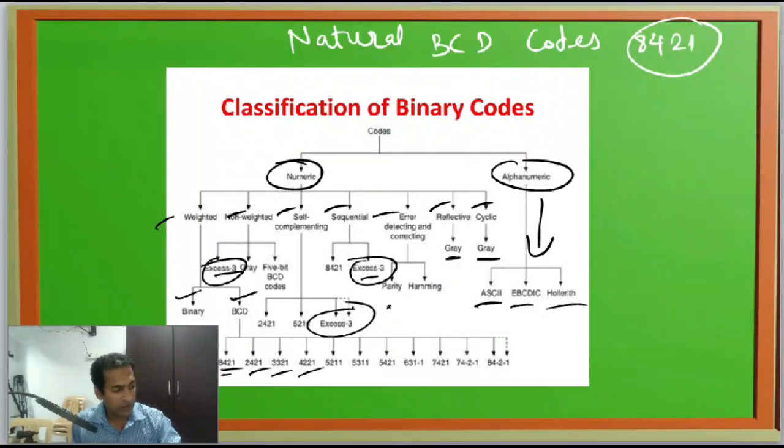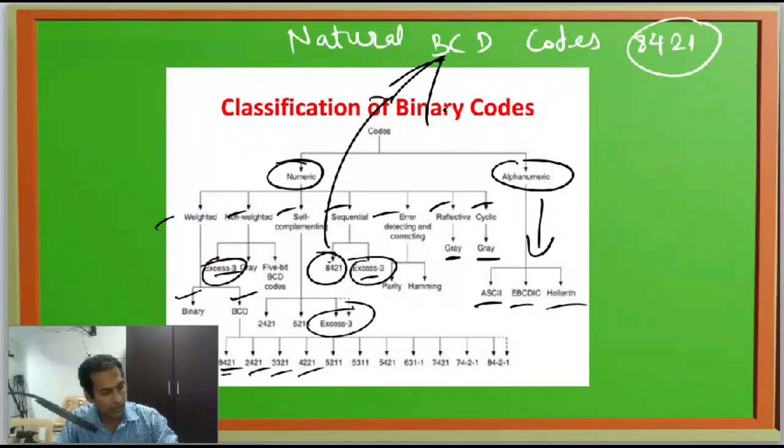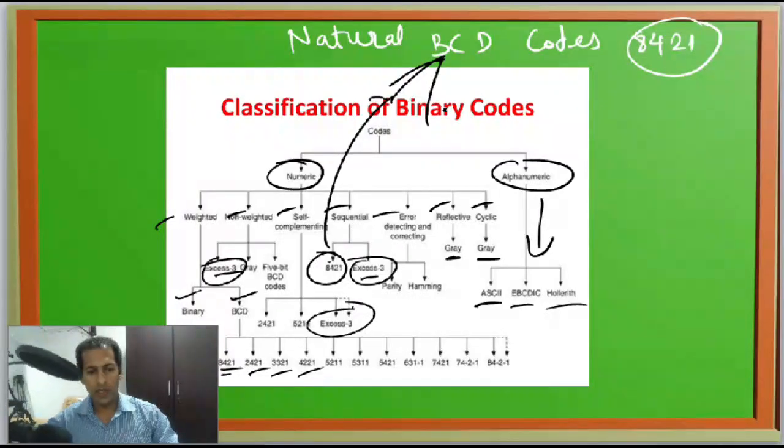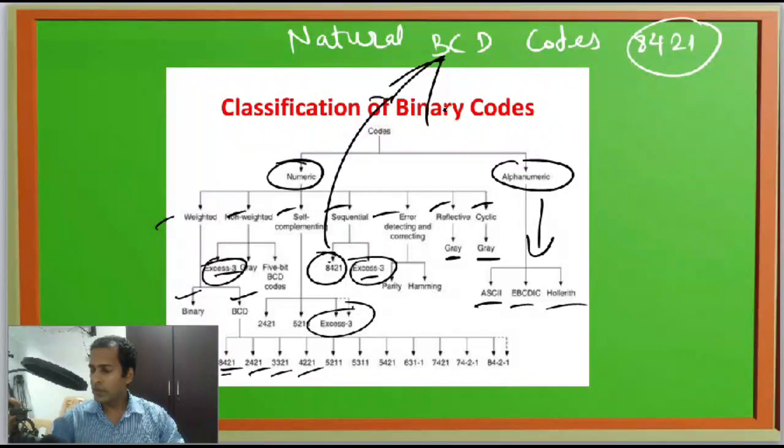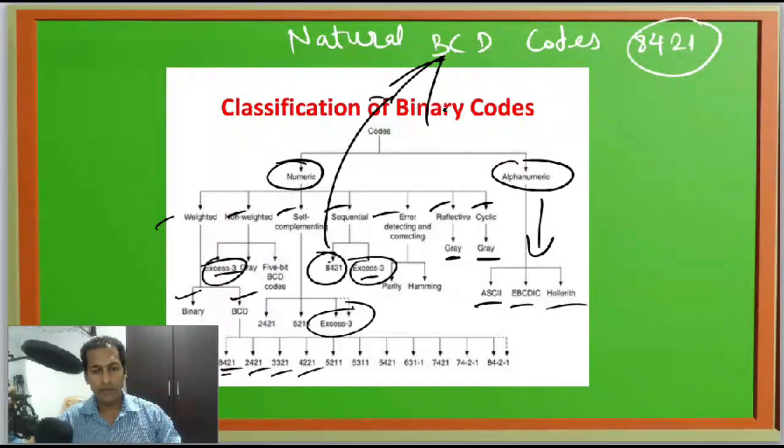Now the 8421 BCD code is so widely used. Out of this, the most widely used is 8421. This is called the natural BCD code, or simply BCD code. When BCD code is simply given and no other notation is added, then it is considered as the natural 8421 BCD code. We have to remember this.